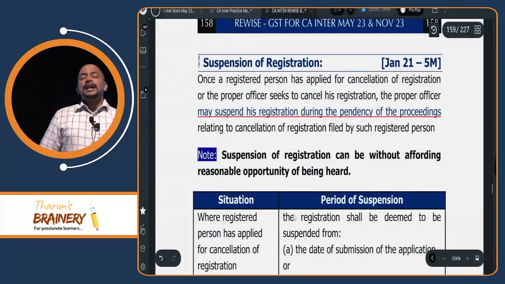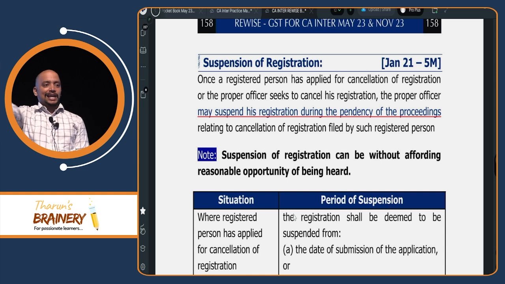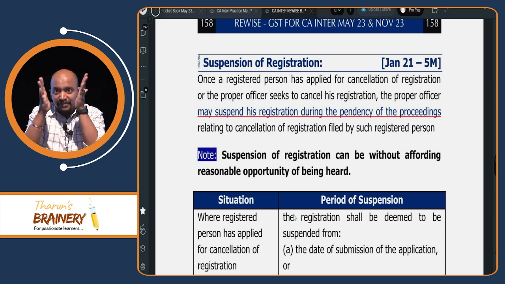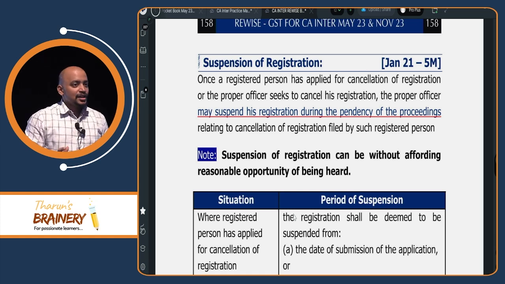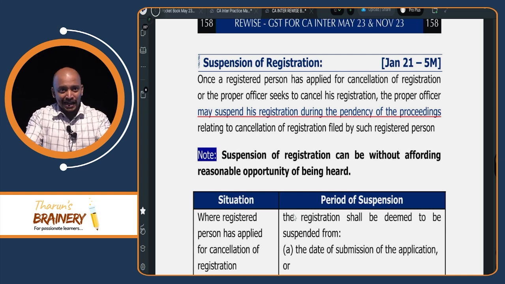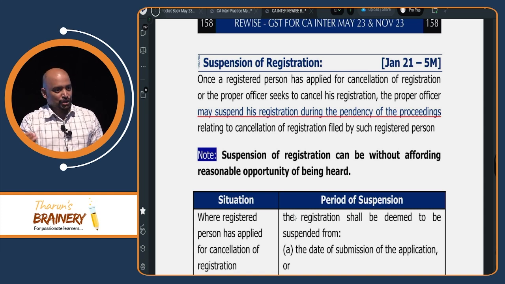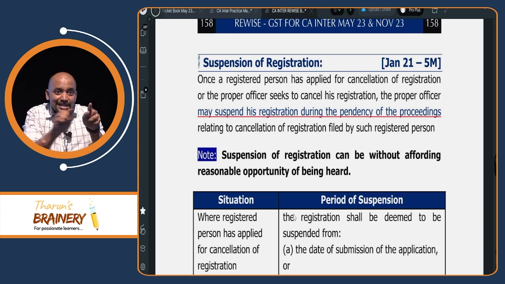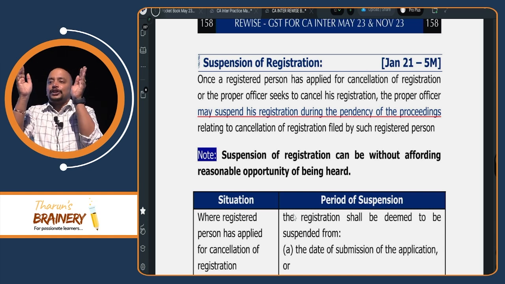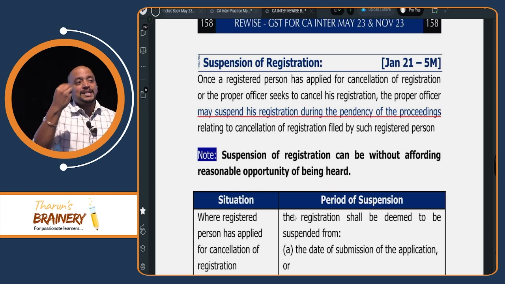Then, whenever they initiate cancellation of registration or whenever you make application for cancellation, the first thing that they will do is suspension of registration. Because you make an application for cancellation, they will not cancel immediately. They will ask why you want the registration to be cancelled. So you will specify a reason: my turnover has fallen below the threshold limit. Now they will check your turnover. All these things will take time, so until the conclusion of cancellation proceedings, our registration will be suspended.